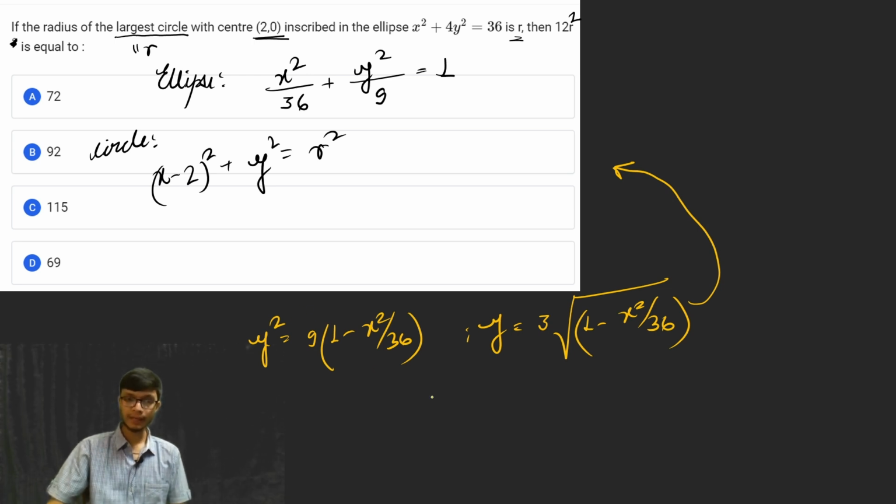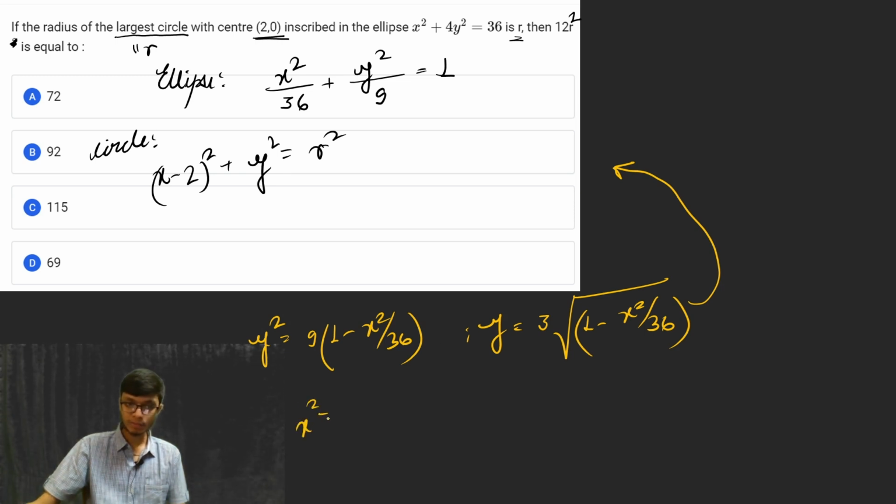If I put this y square value over here, I'll get a quadratic in x. For that quadratic equation, the condition is that they must have a real intersection point in common, because the circle is inscribed inside the ellipse, and that will ensure the condition on the discriminant of the quadratic that I'm going to make.